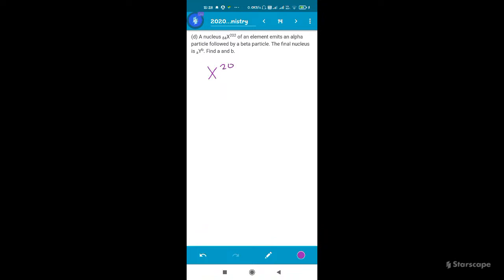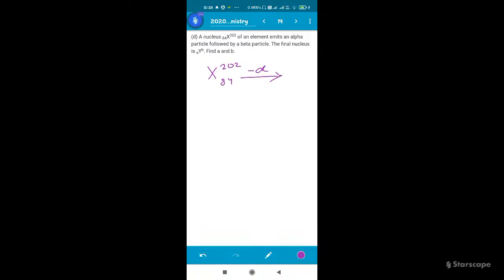X has 202 as its mass number and 84 as its atomic number. It emits an alpha particle followed by a beta particle. So what will its final nucleus configuration be, given as YBA? You have to find the values of A and B. Okay, let's do it. When it emits an alpha particle, we know what happens.